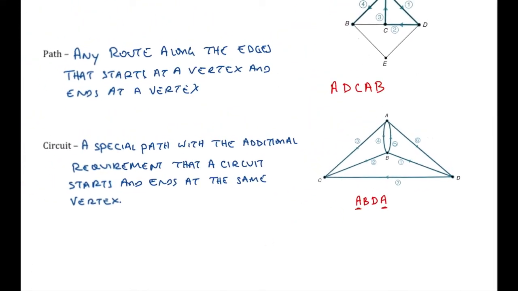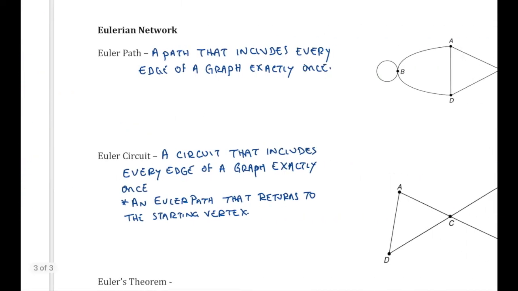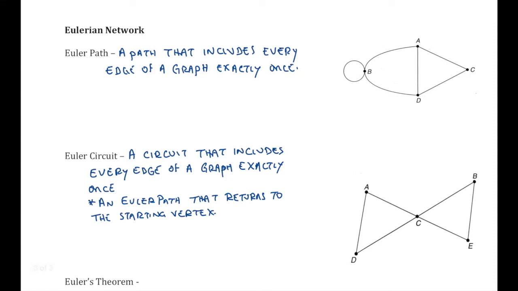Now, specifically, we're not looking at just any path, any circuit. Leonhard Euler, the Swiss mathematician that we started talking about in class, we're going to be concerned with Euler networks. The Swiss mathematician Leonhard Euler, pronounced Oiler, not Yooler. Now we're going to be specifically looking at what's called an Euler path or an Euler circuit in these first few days together.